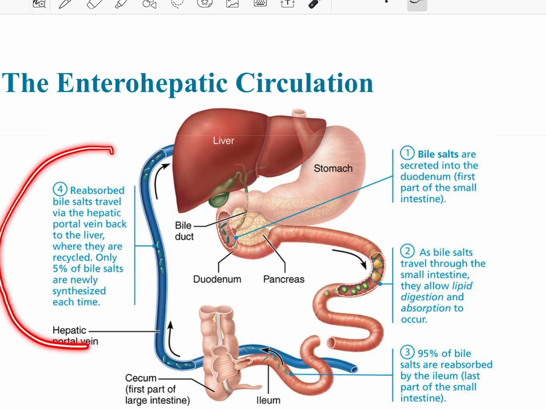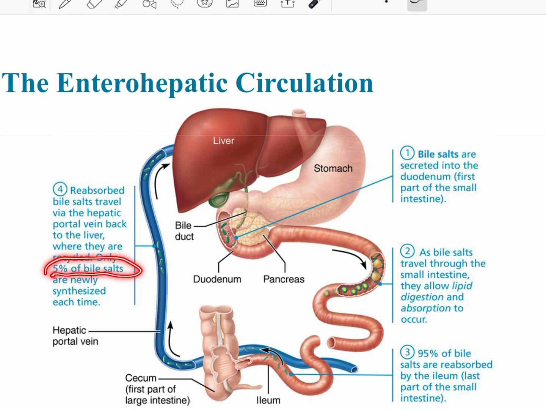So the fourth step is we get reabsorbed bile salts, which travel by the hepatic portal vein back to the liver, where they're recycled. And as I said earlier, only 5% of bile salts are newly synthesized. So that's a little bit about bile and the enterohepatic circulation.